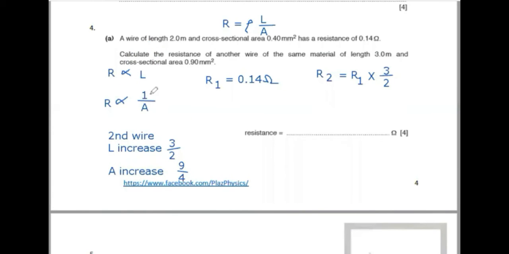Then the area is inversely proportional, so you need to turn it upside down. 4 over 9. So it becomes 0.14 times 3 over 2, times 4 over 9. Inversely proportional, you need to turn upside down. Directly proportional, don't need. So for the second wire, you will get 0.09.